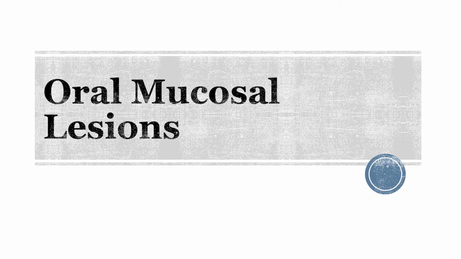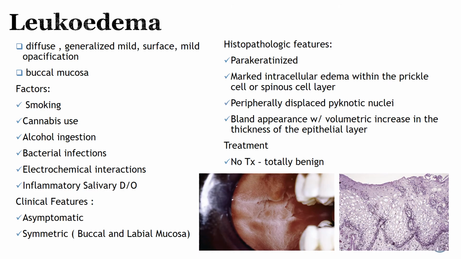Now we'll go to the oral mucosal lesions. Leukoedema presents as a diffuse and generalized mild surface milky opacification that chiefly involves the buccal mucosa. Factors that may have a role in the manifestation include smoking, cannabis use, alcohol ingestion, bacterial infections, electrochemical interactions, and possibly inflammatory salivary disorders. However, no specific reproducible or definitive cause has been proven to date. The incidence of leukoedema increases with age up to 40 to 49 years.